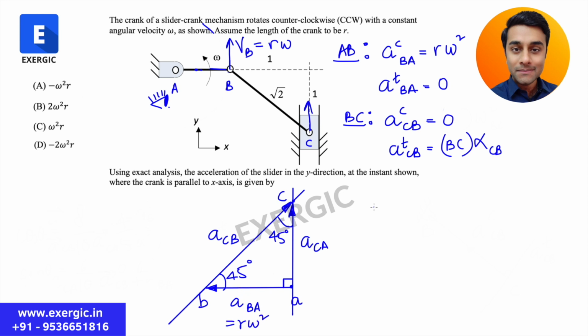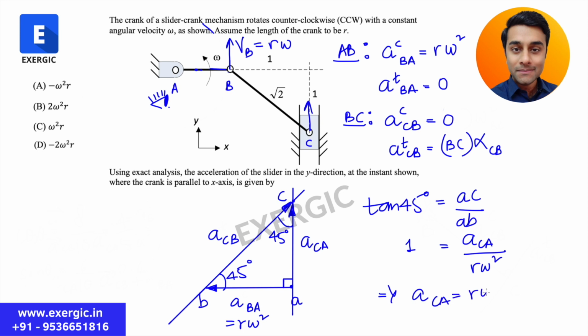Now coming to this right triangle, tan 45 degree is equal to AC divided by AB, right? This divided by this. AC is equal to unknown acceleration of C with respect to A. Tan 45 is 1 divided by AB, which is R omega square. So what does it tell you? That acceleration of C with respect to A will be R omega square.